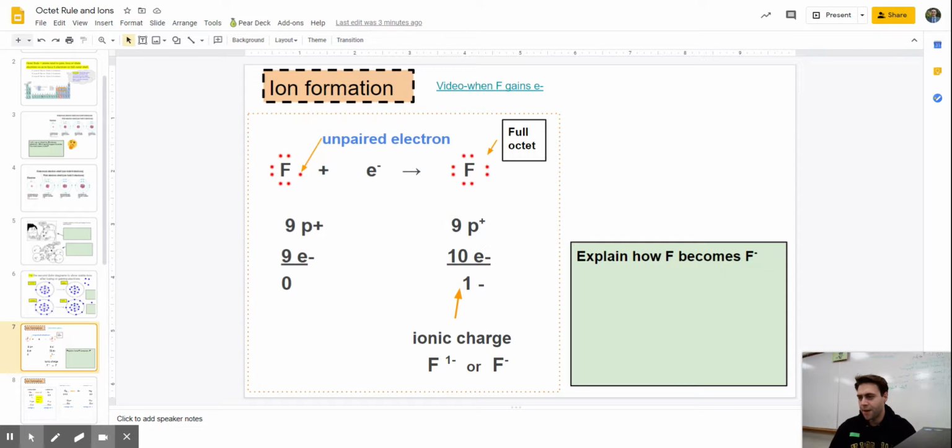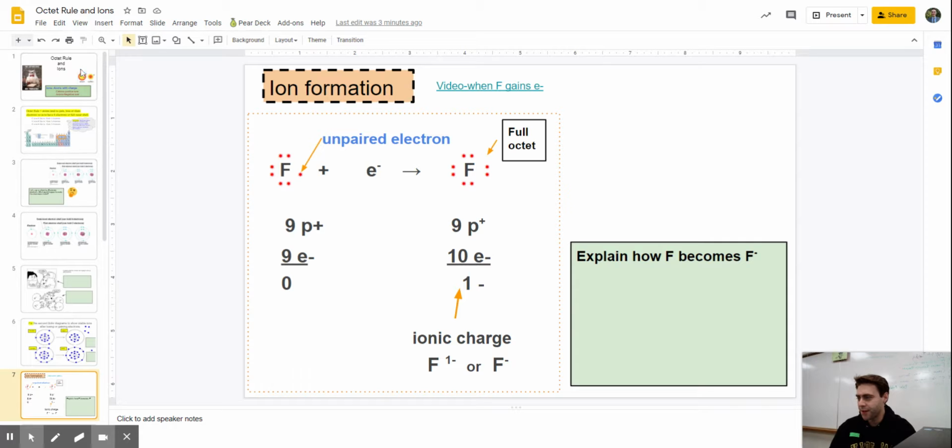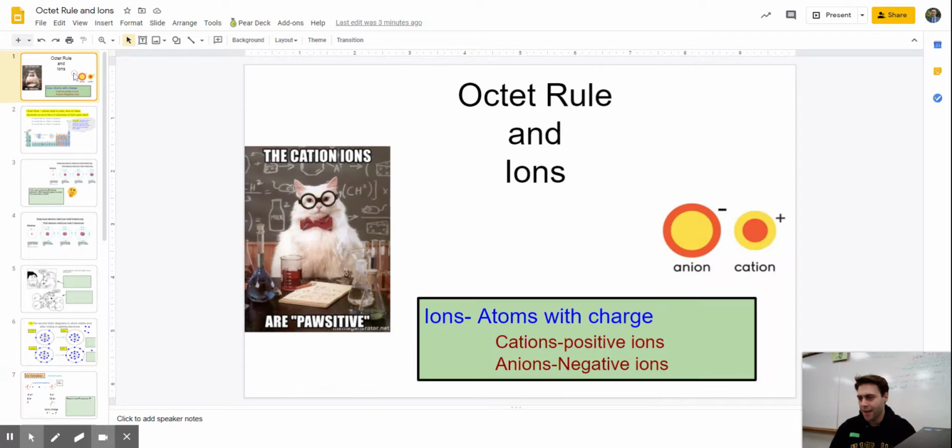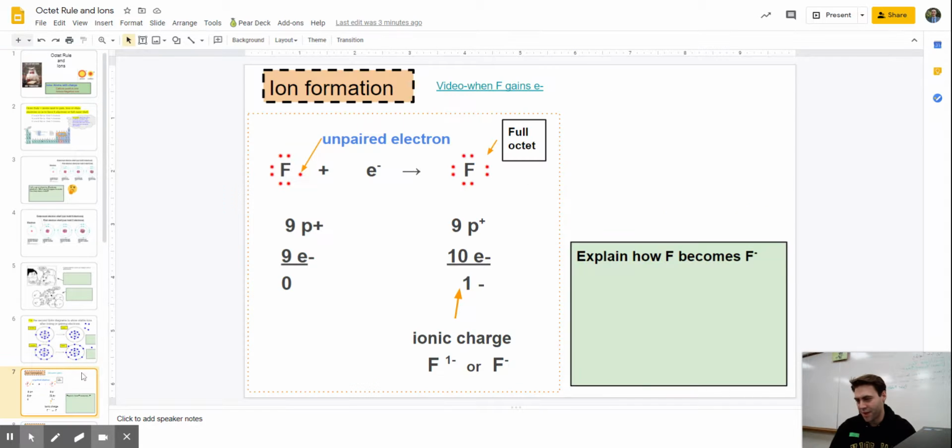Here we're going to talk about ion formation. And remember from the first slide we went over previously that an ion is an atom with a charge. And there are two types of ions. Okay, the first is a cation. That's why there's this picture of a cat here. Okay, so cation, and a cation is a positively charged ion. An anion is a negatively charged ion. Okay, but an ion is an atom with a charge. So let's explore those right now.